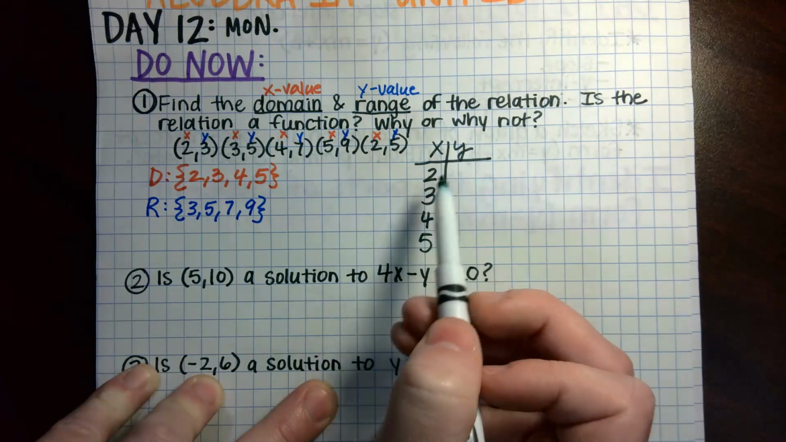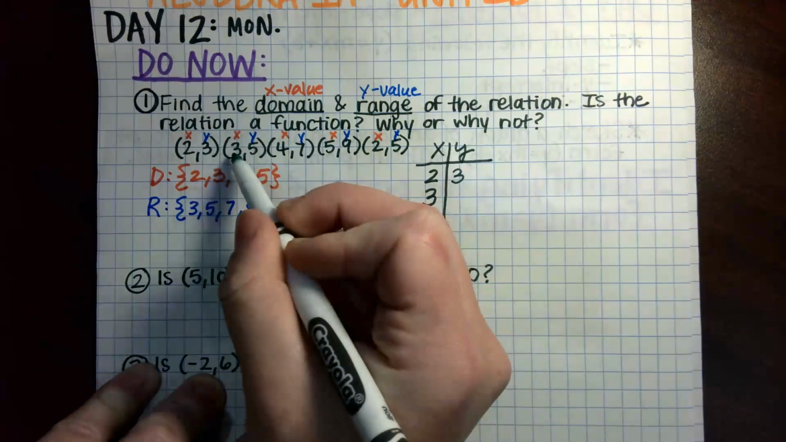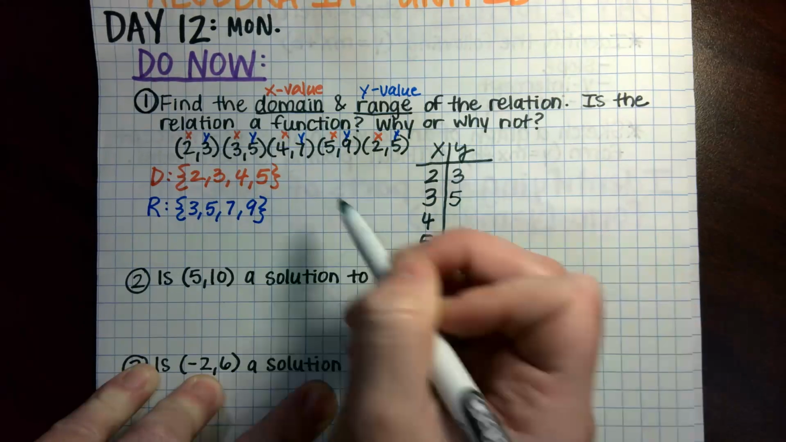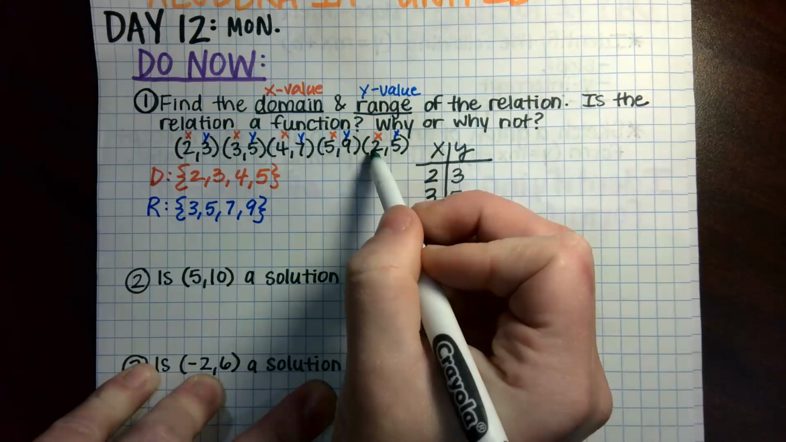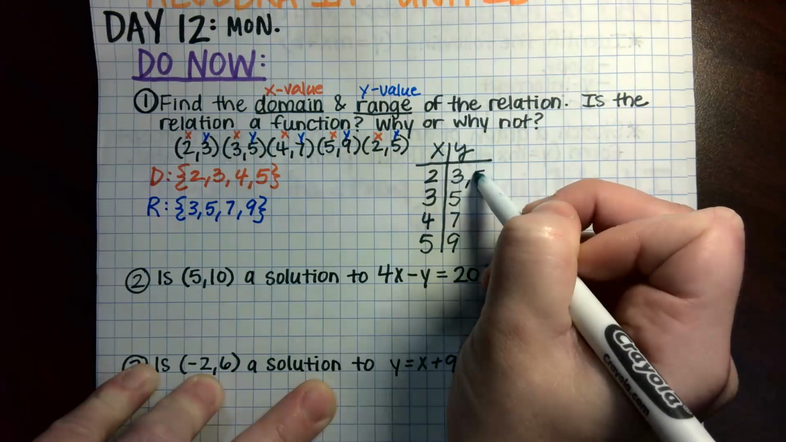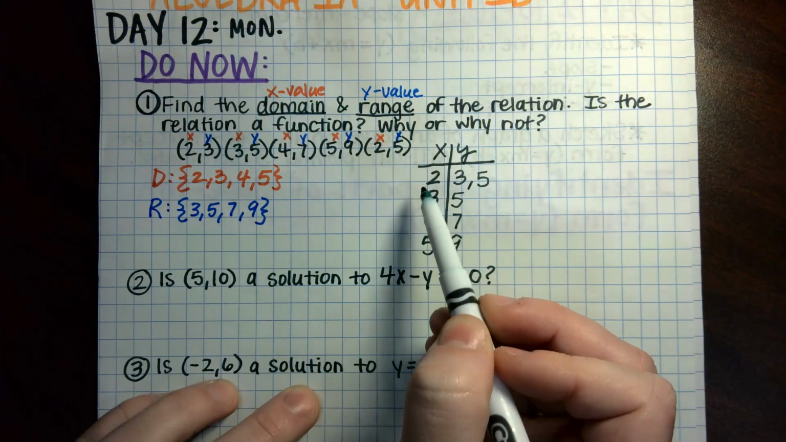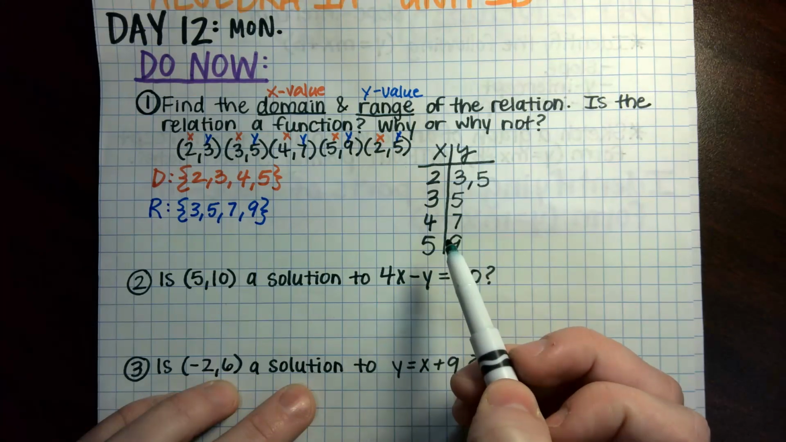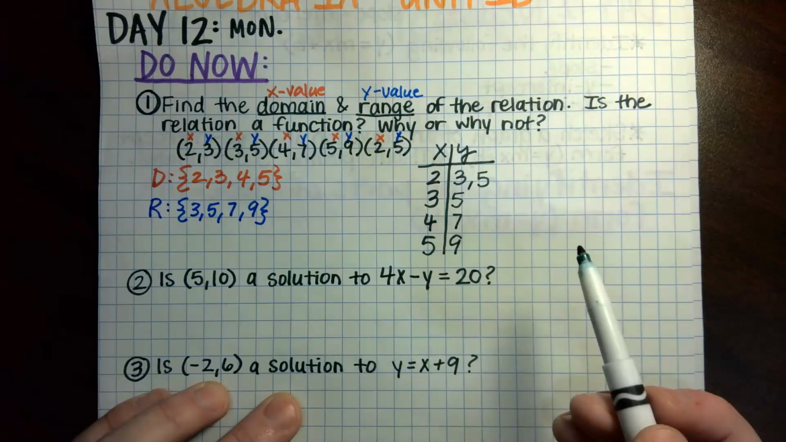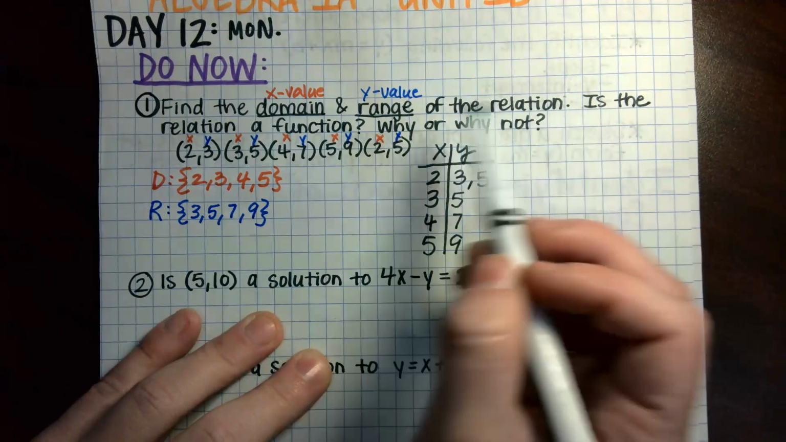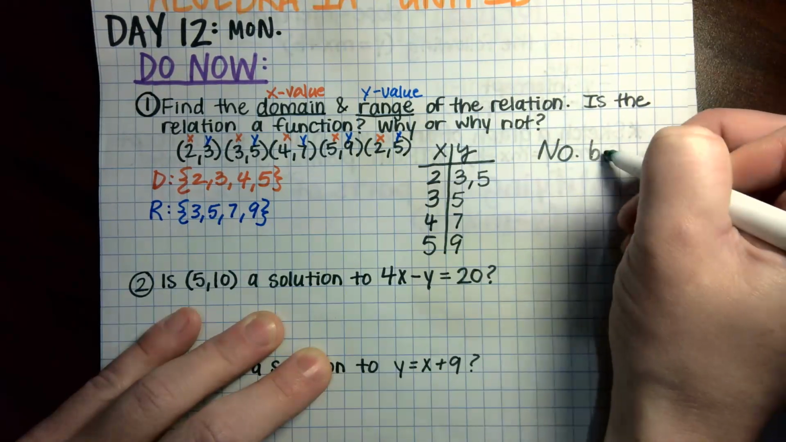All right, now I'm going to look at my corresponding y's. 2 has a 3 for y. 3 has a 5 for y. 4 has a 7 for y. 5 has a 9 for y. And then 2 also has a 5 for y. So we can see here that my x value of 2 has more than one y value. And if any of my x values has more than one y value, we automatically know this is not a function. So the answer to is the relation a function, you would say no, because it asks you why.